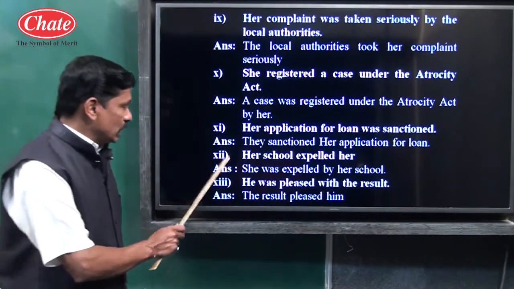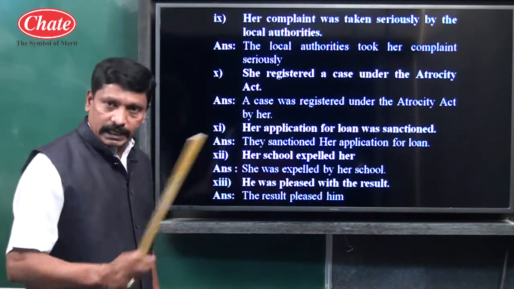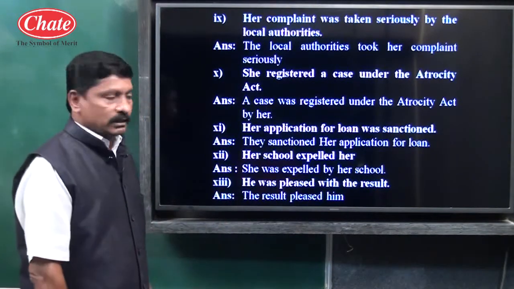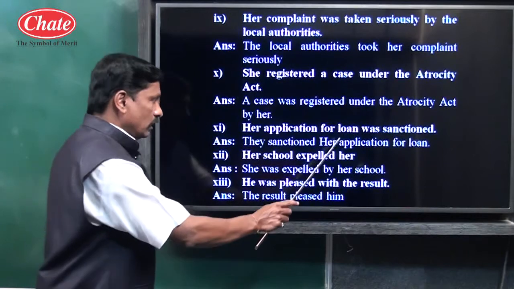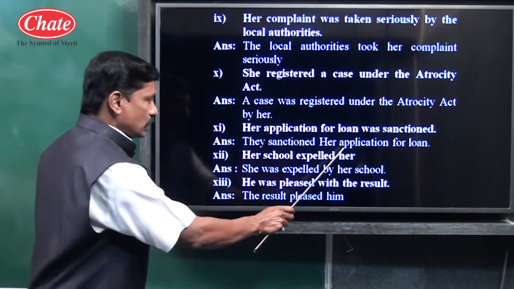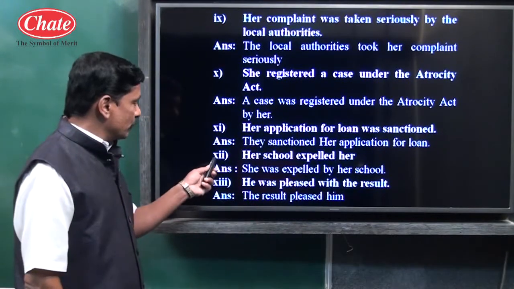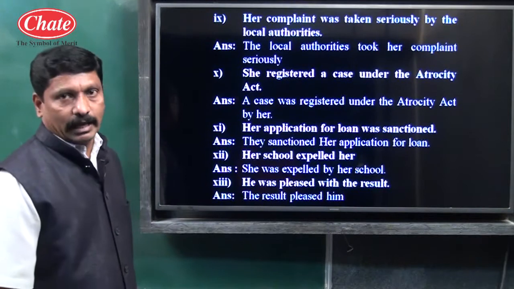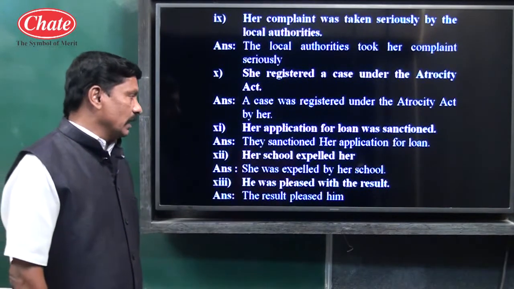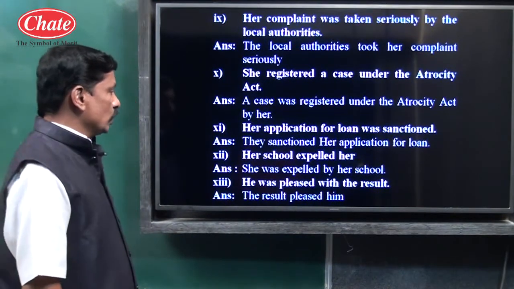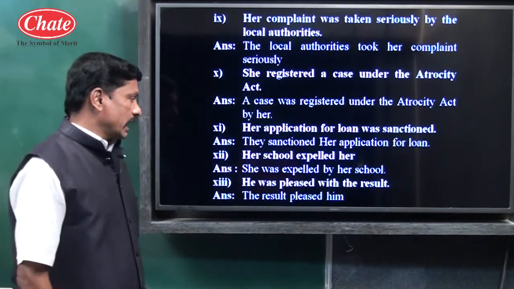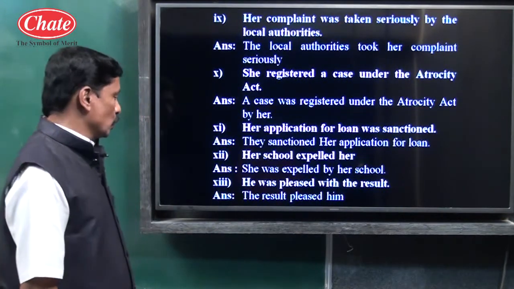Let us say example number 12. Her school expelled her. We shall analyze the sentence. Her school, subject, expelled, verb, her, object. So structure is S plus V plus O. So the given example, example number 12, is in active voice. We have to convert it into passive voice. Her school expelled. Whom did her school expel? Her. Her becomes she. She was expelled by her school.